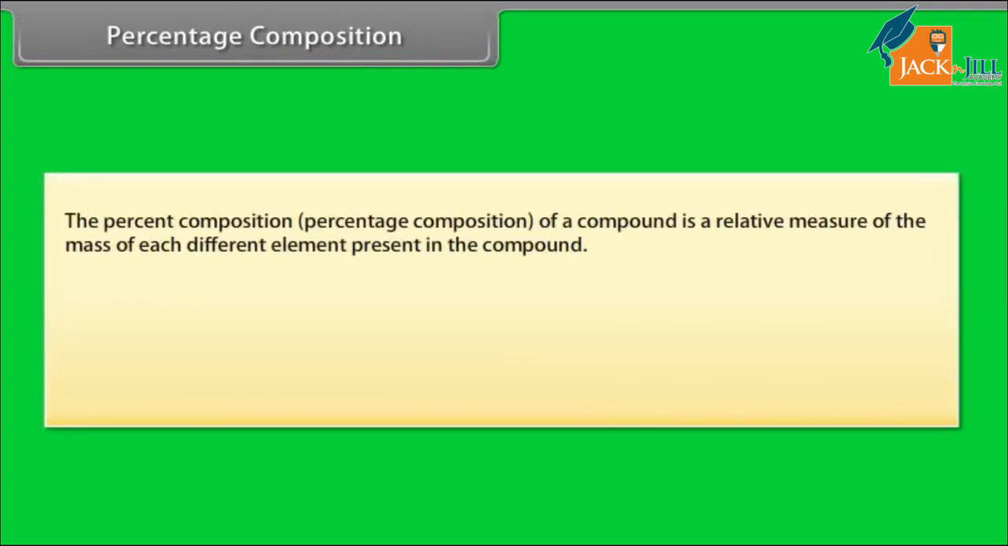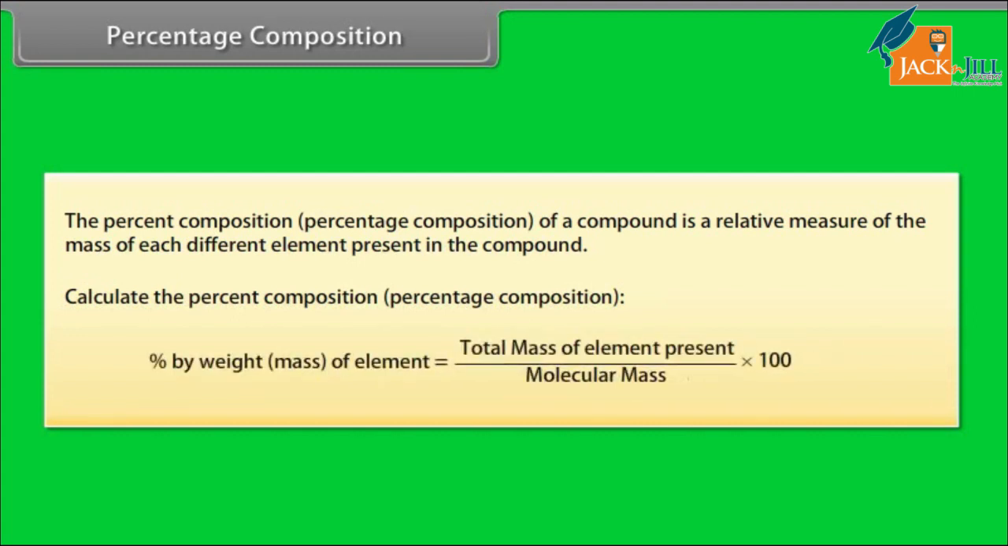Percentage composition. The percent composition of a compound is a relative measure of the mass of each different element present in the compound. Calculate the percentage composition by weight: mass percent of element is equal to total mass of element present divided by molecular mass, multiplied by 100. Empirical formula and molecular formula.